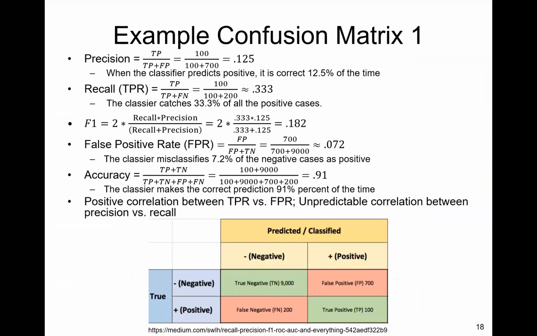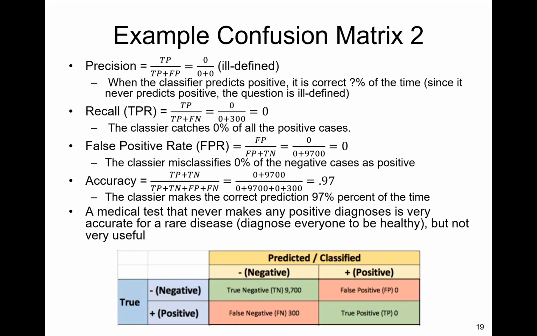So here's an example for a medical diagnosis test. This particular set of numbers results in these metrics for precision and recall. And another test that trivially gives everyone a negative diagnosis actually has a higher accuracy than the previous one, which means that accuracy is not always the best metric for evaluating classifiers.